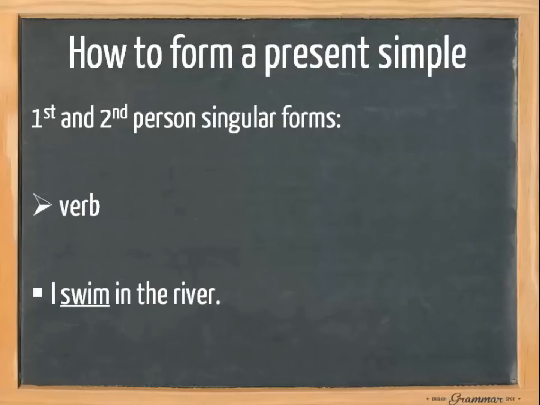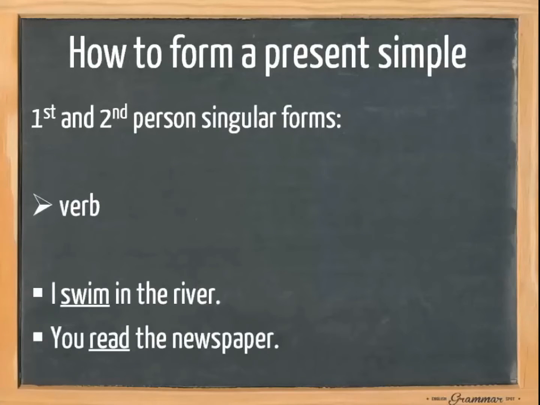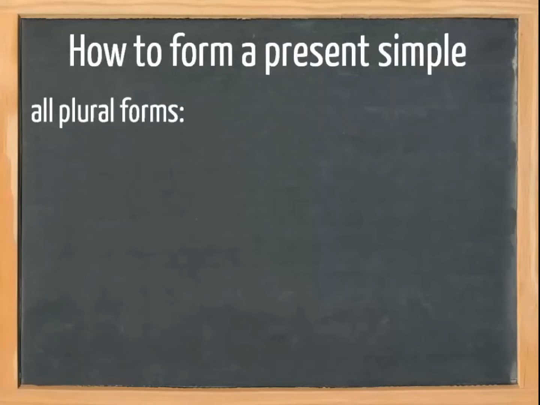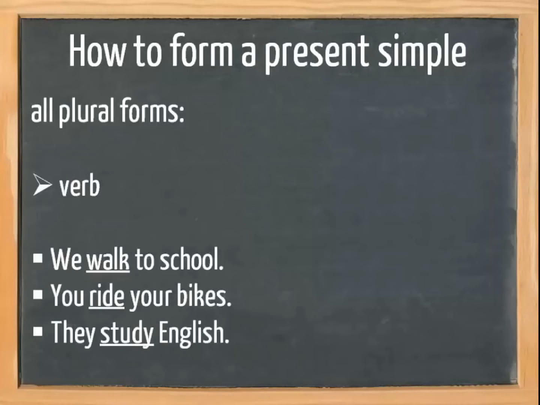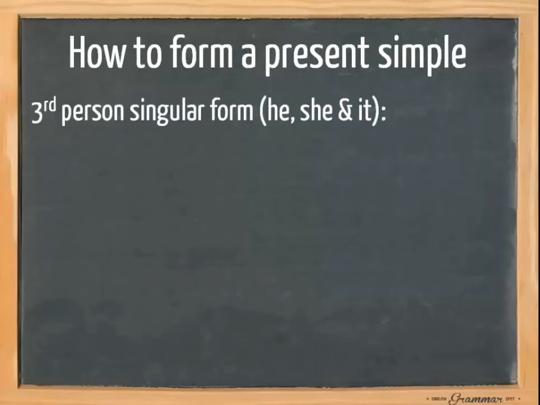For example, I swim in the river. You read the newspaper. For all plural forms, we do the same. We use the infinitive form of the verb. We walk to school. You ride your bikes. They study English. For the third person singular form, he, she, and it, we do something else.